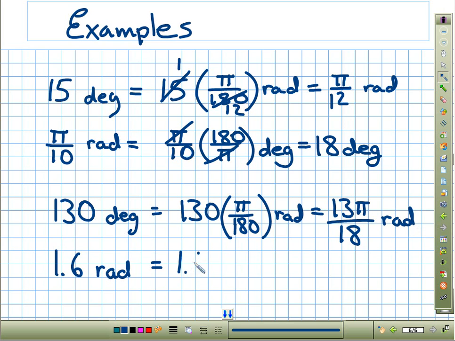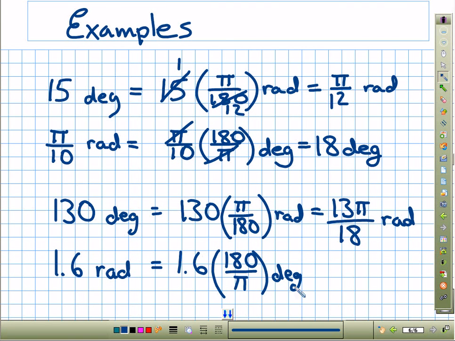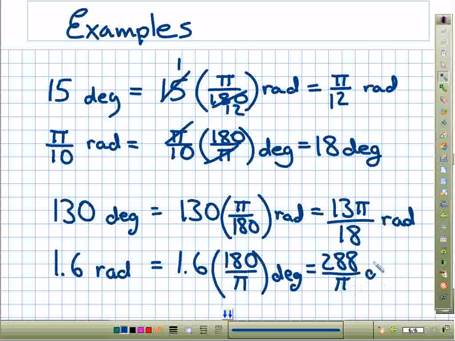Here we take 1.6 times 180 over pi degrees. Now, I'm going to do two things here. This hadn't been an issue before. What form do we write the answer? The exact form or the approximate form? I'm going to write it first of all in the exact form. The exact form is where we do not approximate pi. Now let me show you. All I'm going to do here is take the 1.6 times the 180, and I get 288 over pi degrees.